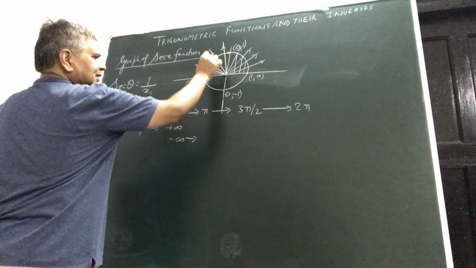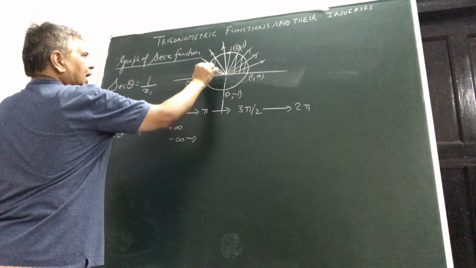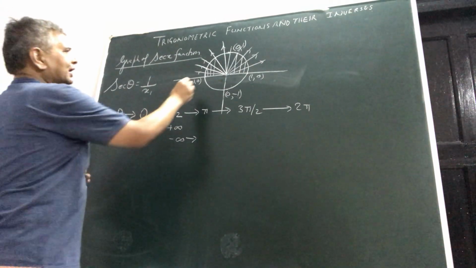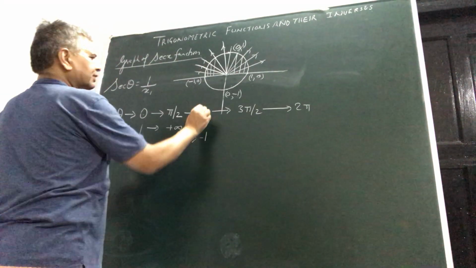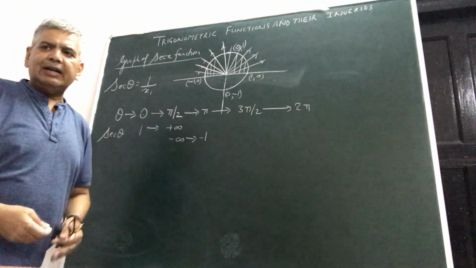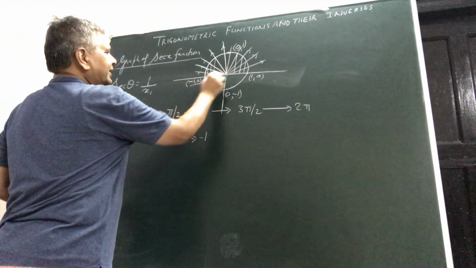The absolute value here will keep on diminishing, and ultimately the value will be minus 1. So the value here will be minus 1 exactly at pi. Then see what will happen when you come to the third quadrant side.